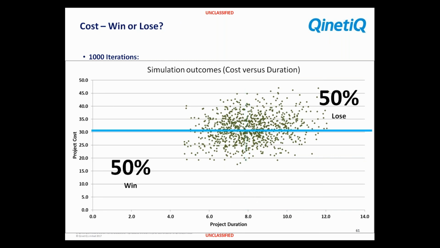If we slice the data in the other direction then, and we set it somewhere around 30 in terms of cost, again, half the points are above and half the points are below. So we've got half of the projects potentially coming in under 30, and the project manager is a hero, and half of them coming above 30, and guess what? The project manager gets fired. So that's really our 50th percentile in cost risk analysis.